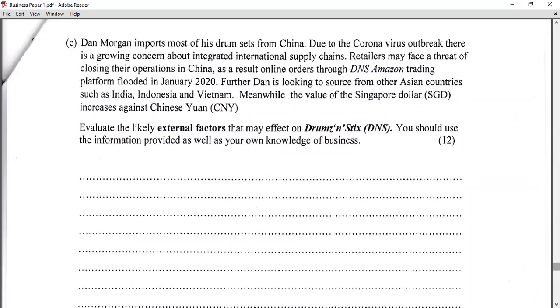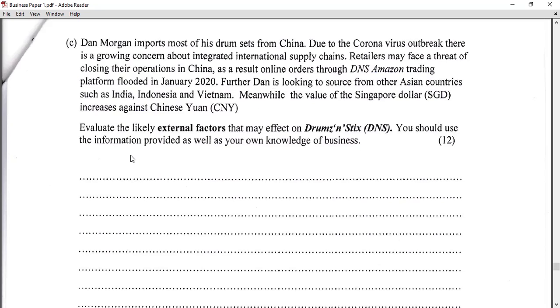You can see there are so many areas there. He is on Amazon trading platforms, online orders are increasing, and he's looking to other suppliers, not China, because Chinese suppliers' businesses are closed nowadays. So other countries like India, Indonesia, Vietnam, he's thinking of purchasing from them. Meanwhile, the Singapore dollar appreciates also, which means the value increases. The Singapore dollar becomes a stronger currency than the Chinese yuan. So this is the situation.